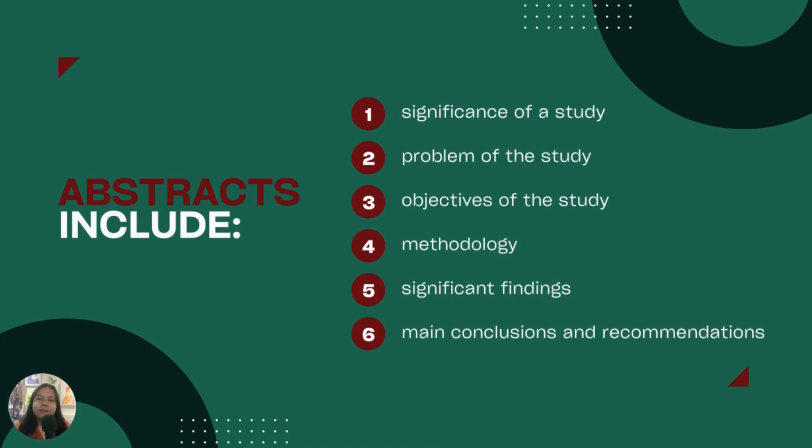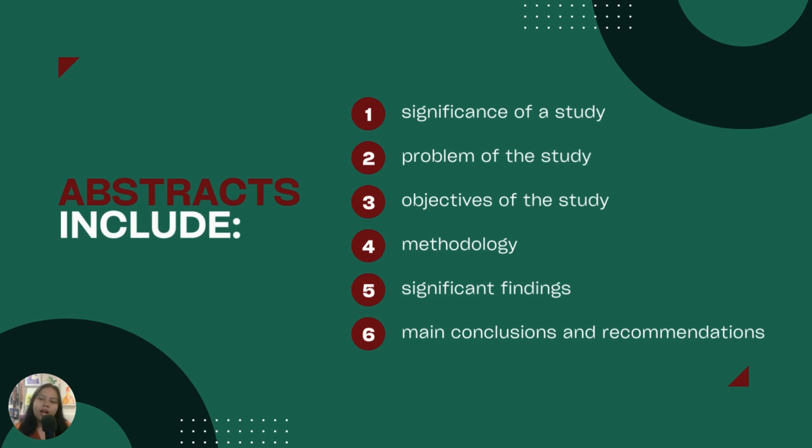Now, in its very brief form, an abstract typically includes these 6 components to ensure that all necessary information can be found in it. Number 1 is the significance of the study, the problem of the study that it aimed to address. Next is the objectives of the study, the methodology that was being employed, the significant findings from the methods executed, and the main conclusions and recommendations.